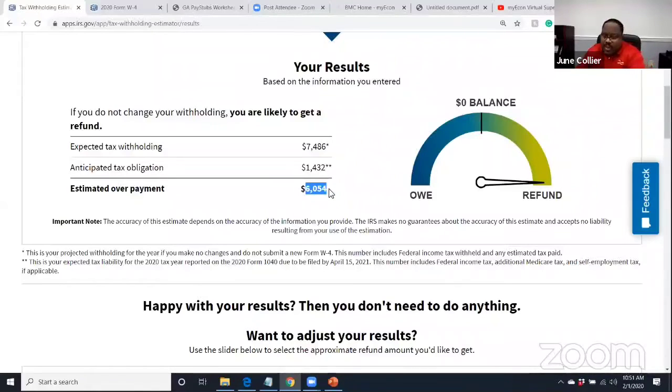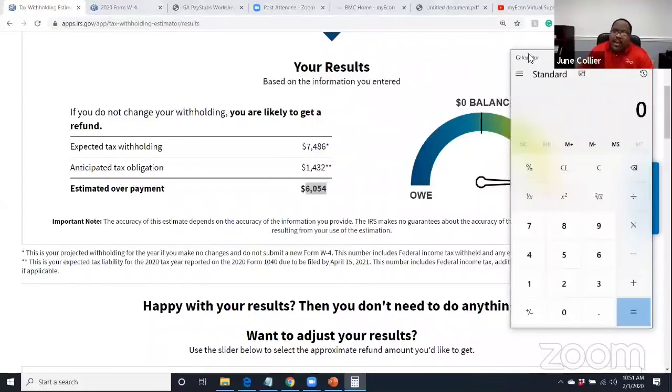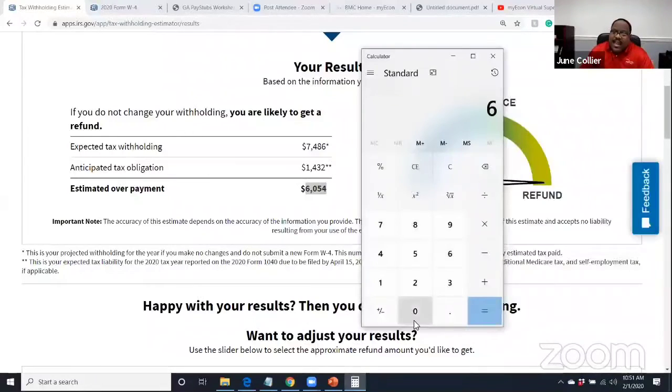Now, here's what I want you to do. $6,054, if we pull out our trusty calculator, take $6,054 and divide that by 12, that would mean that they overpaid by $504.50 each and every month. See, this is what we talk about when we talk about income shifting, because that $504 each month, that money could actually go towards either eliminating debt or investing. So that's $504.50 that they overpaid if they leave their form this way.